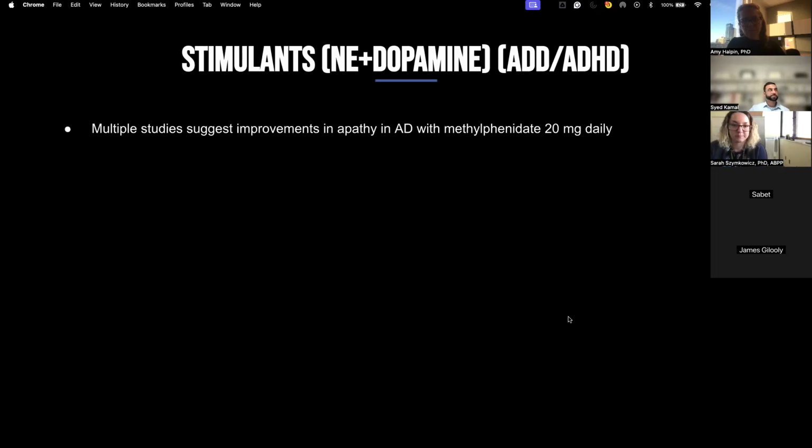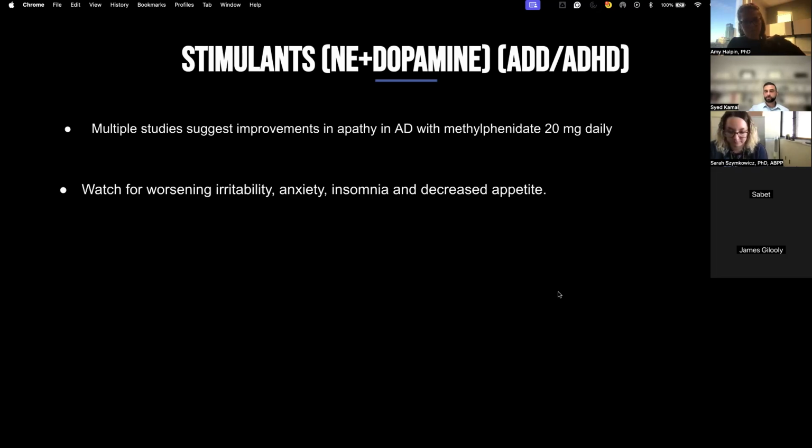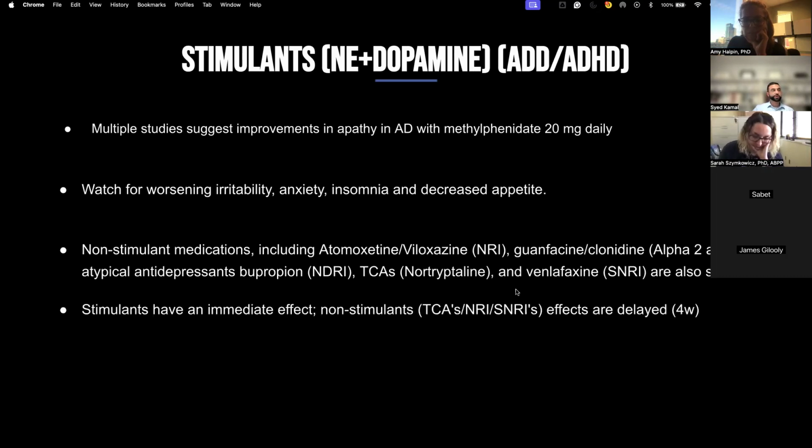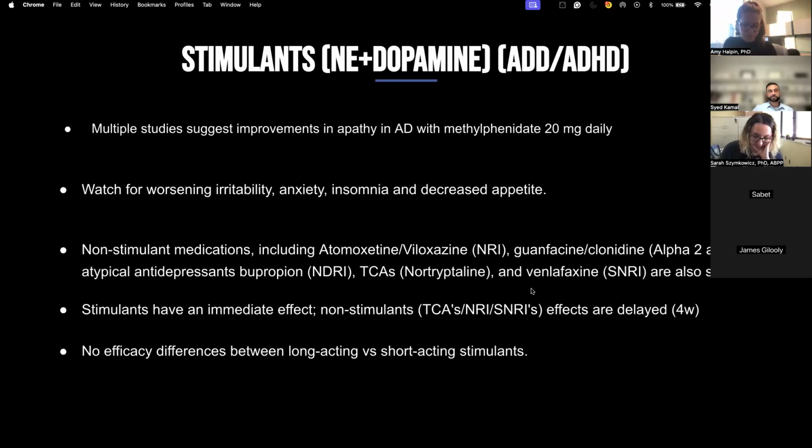And now we can talk about stimulants. So stimulants mainly target norepinephrine and dopamine. And we do have multiple studies that show they improve apathy in AD with methylphenidate, which is Ritalin, 20 milligrams daily. You do want to watch for worsening irritability, anxiety, insomnia, decreased appetite. There are non-stimulant medications that can be used, like atomoxetine, guanfacine, atypical antidepressants, but these are usually second line because they take a few weeks to be effective. And even when they do become effective, they're never as effective as the stimulants. So just watch out for blood pressure. They can elevate blood pressure and heart rate. But apart from that, generally very well tolerated.